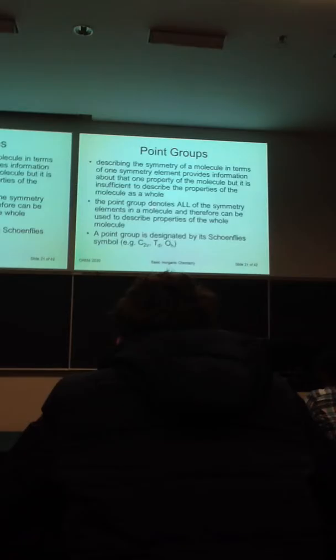Okay? The point group denotes all of the symmetry elements in the molecule. It's not just looking at, does it have this particular element, or does it have that element? The point group describes all the symmetry. So the point groups are what are known as Schoenflies symbols, and they look like C2v, Td, Oh. These are point groups. Okay? The Td is actually describing a tetrahedral geometry. The Oh is an octahedral geometry.